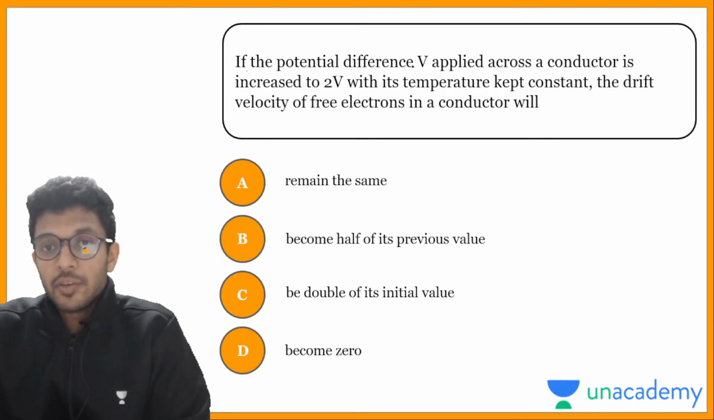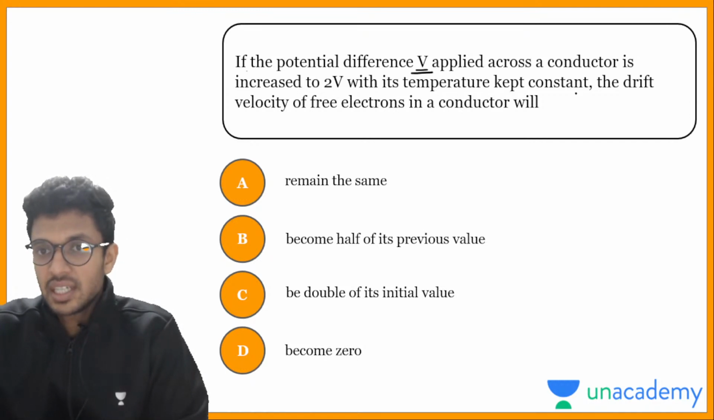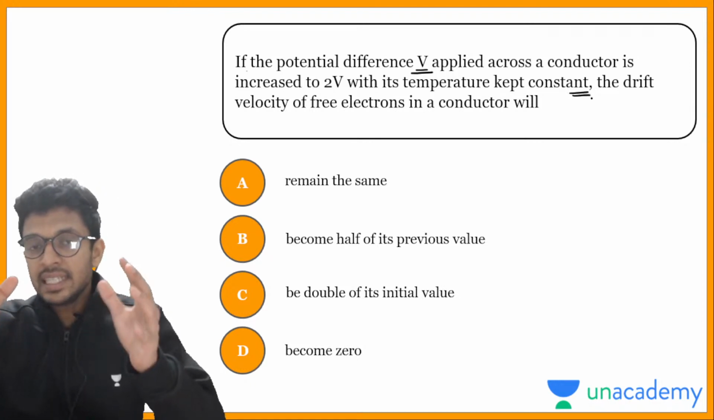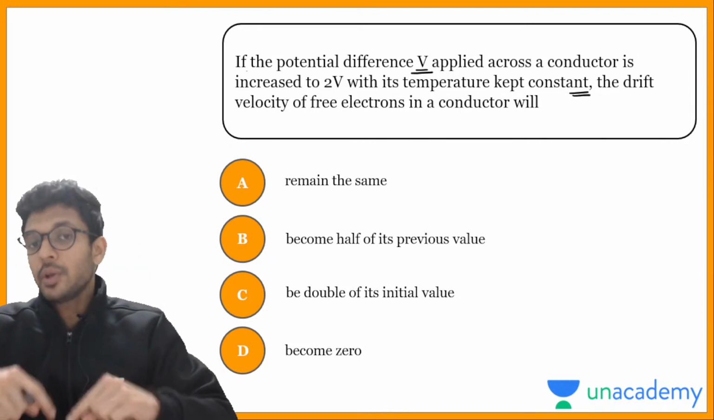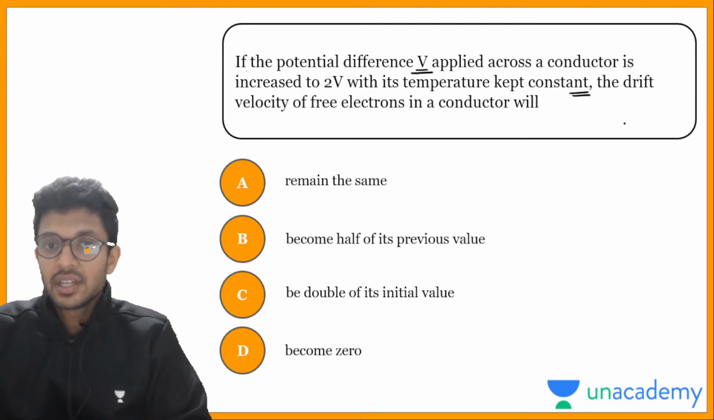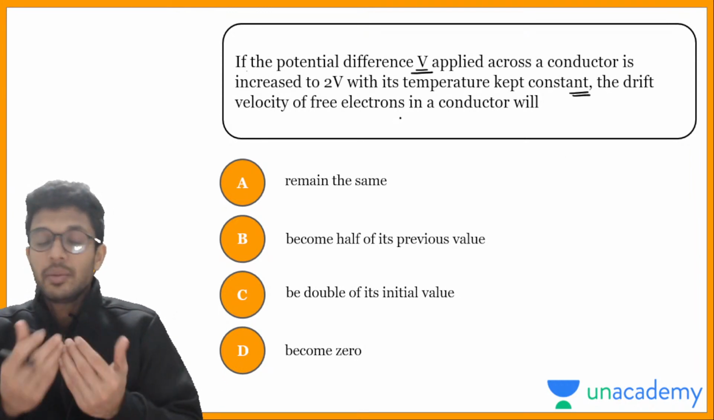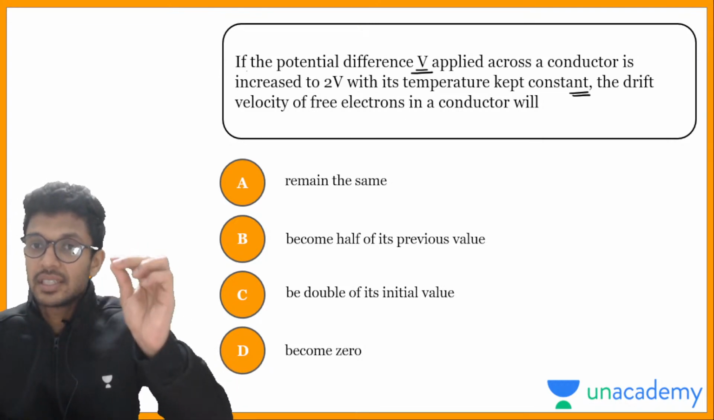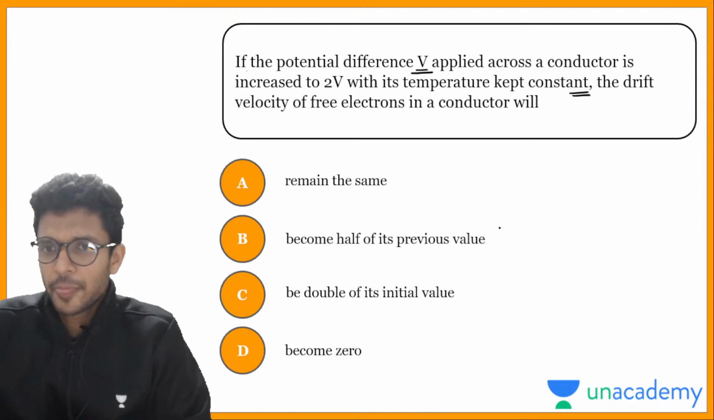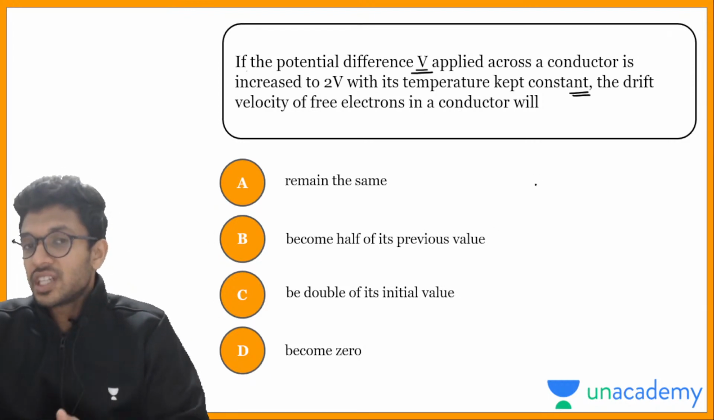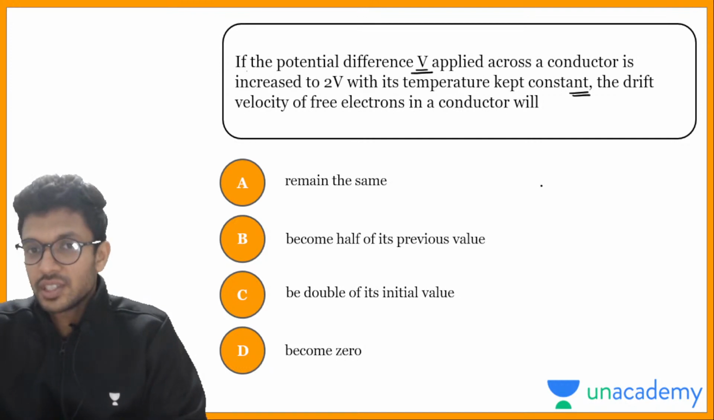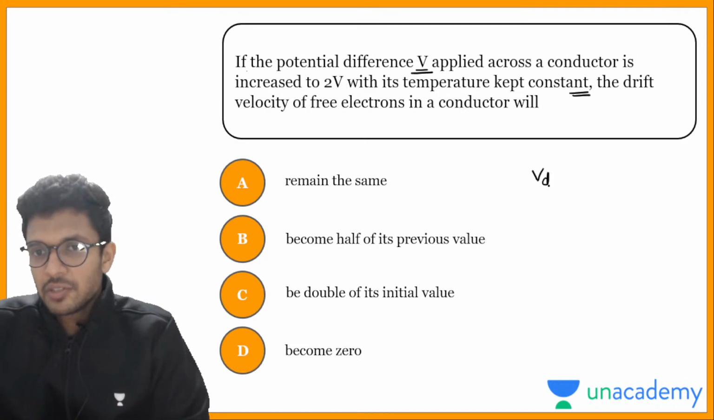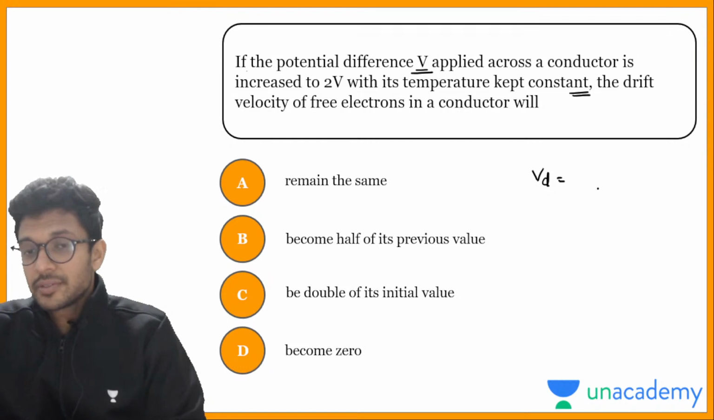Look. If potential difference V is applied across a conductor is increased to 2V with its temperature kept constant. Initial potential difference was V. Now it became 2V. Question is, the drift velocity of the electrons will be. What will happen to the drift velocity of electrons if potential difference is doubled? It's very simple, my kids. You just want to know how the potential is dependent upon the drift velocity, right? Okay. What is the basic formula of drift velocity which everybody knows?